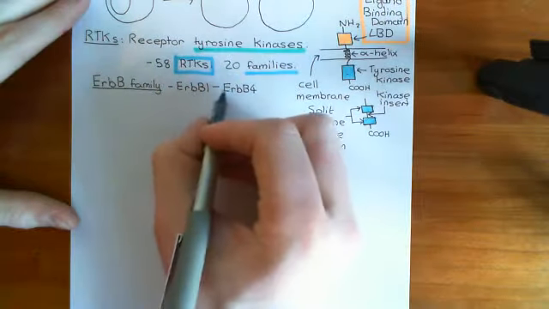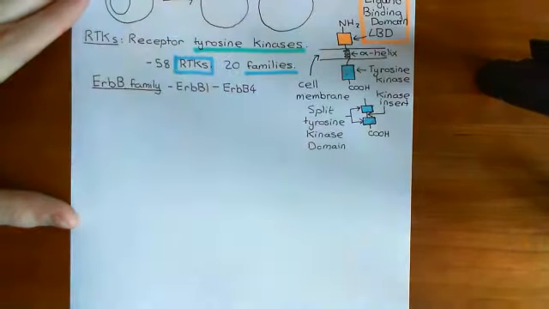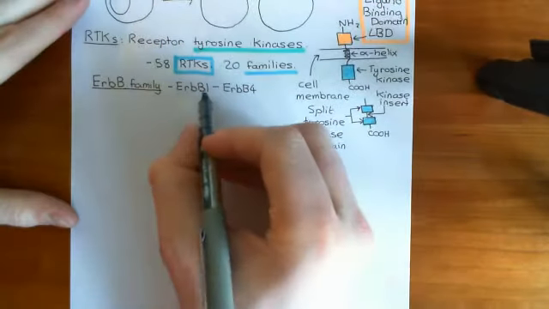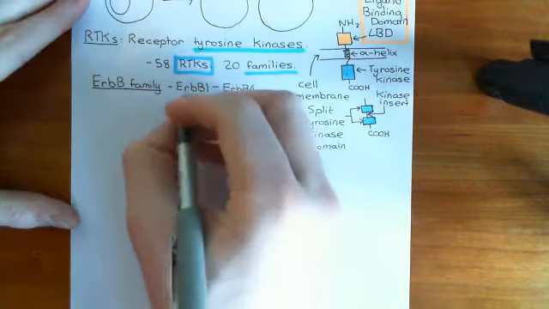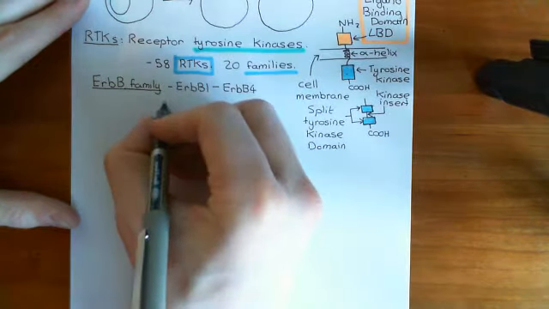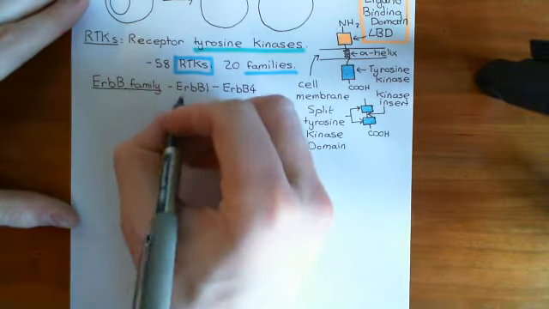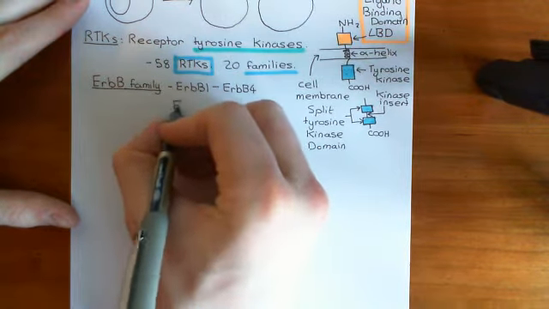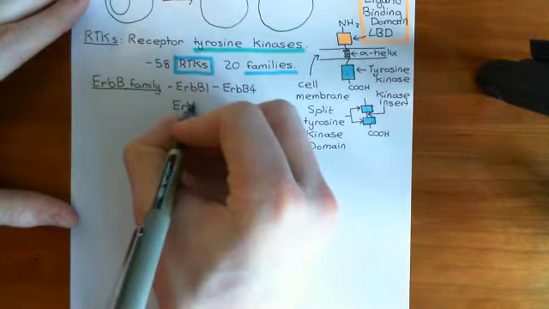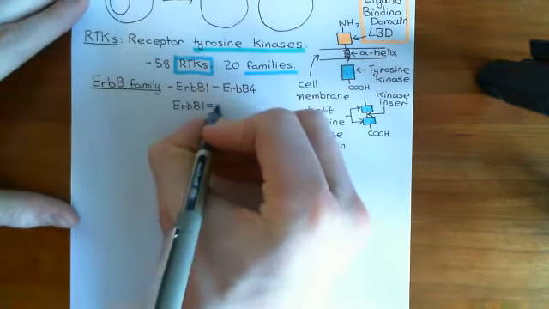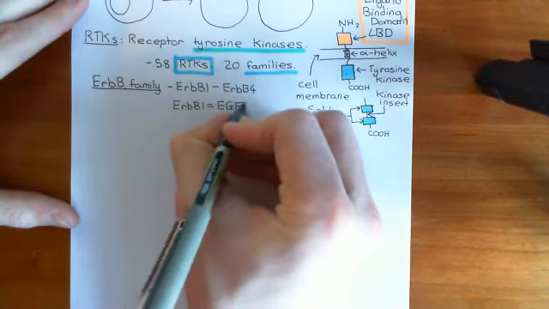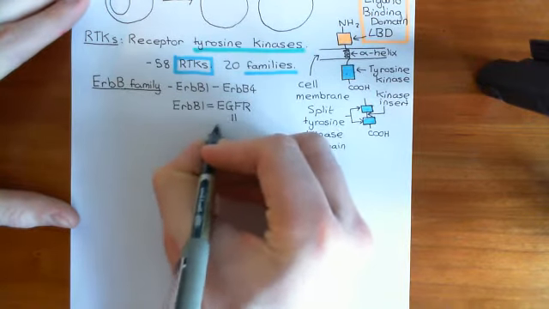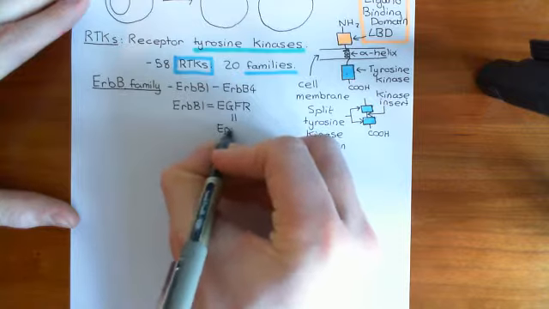Now, I've said that there are 4 different receptor tyrosine kinases in this family called ErbB1, ErbB2, ErbB3, and ErbB4. Okay, these now also have other names. So firstly, ErbB1 is the most famous. Okay, ErbB1's other name is epidermal growth factor receptor, or EGFR. So I think I should write this out in full at least once.